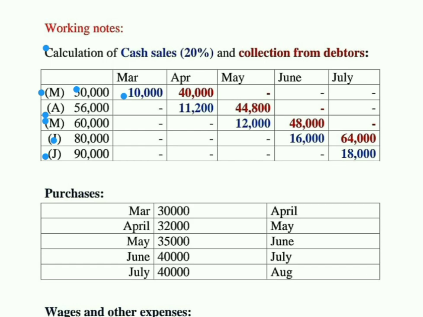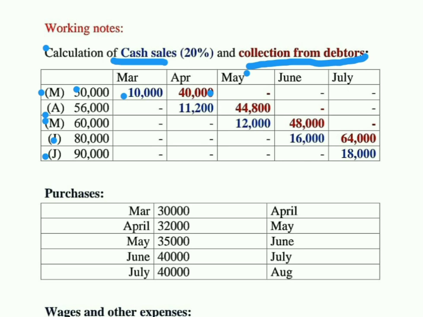So the credit sales amount should be collected from debtors in the month after the sales, that is April, 40,000. Okay, so 50,000 total sales for March. Out of 50,000, 20% are cash sales and the remaining 80% are credit sales, that is collection from debtors. So we have calculated 20% on 50,000, that is 10,000 collected in the month of March, and the remaining 40,000 collection from debtors is collected in the next month of the sales, that is April, 40,000.